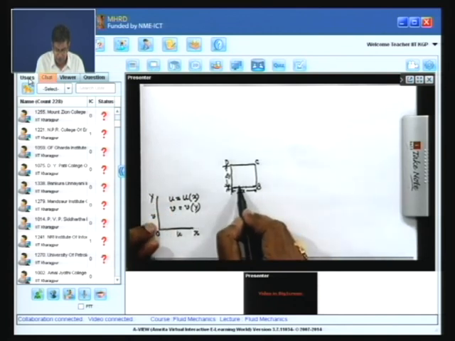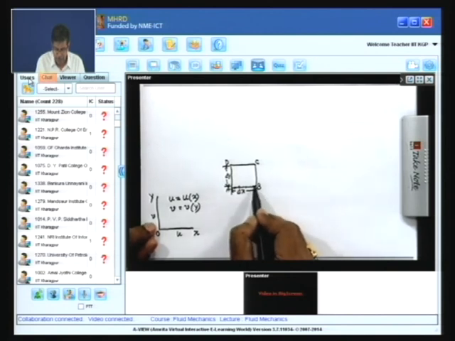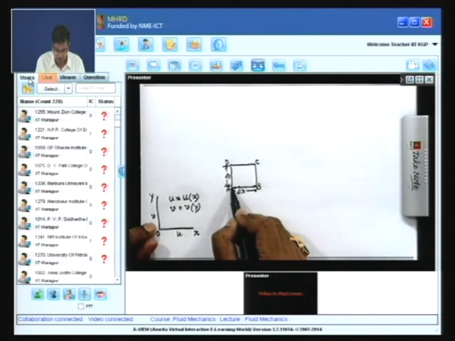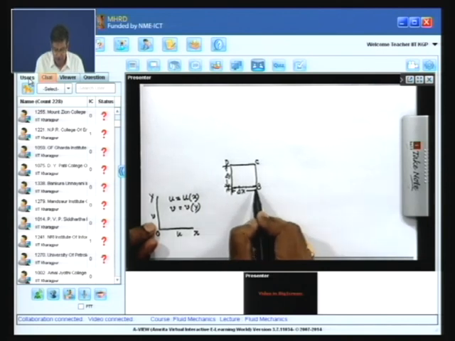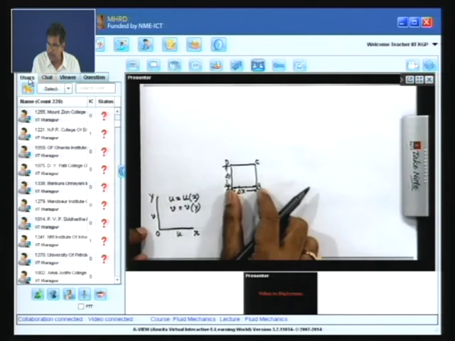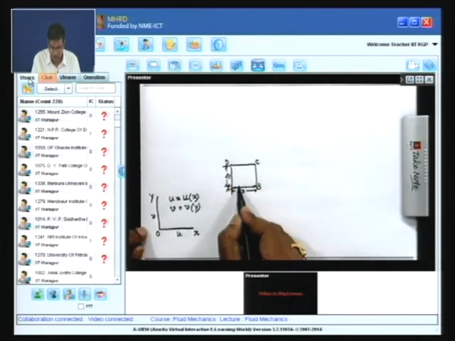The x component of velocity of a particle is higher than the particle before it, which means the point B has a higher x component of velocity u with respect to A. And because of this, what happens? There is a stretching of the element AB. Because u is a function of x and each particle moves with a higher x component of velocity u, that means there is a stretching of this line AB.